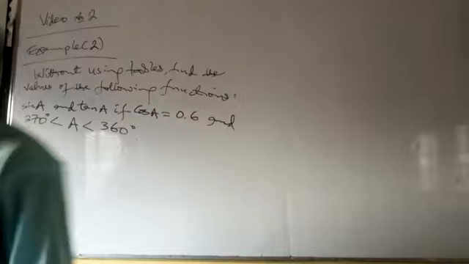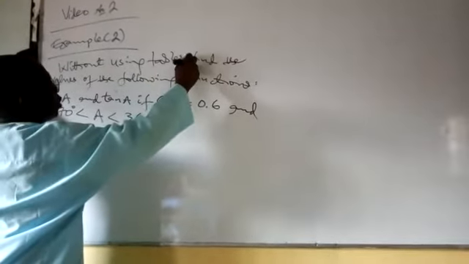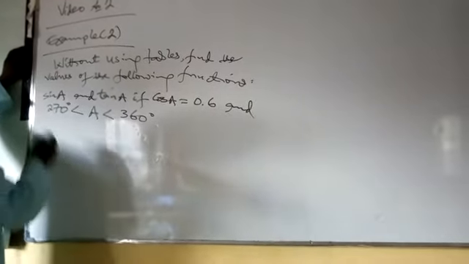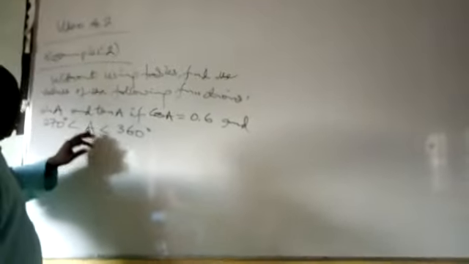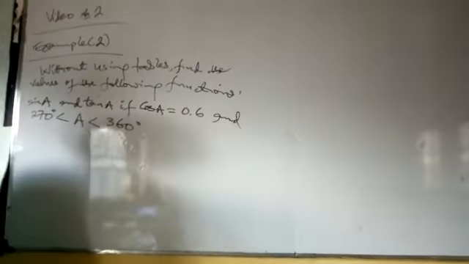So now I read this question for example 2. Without using table, find the values of the following functions: sine A and tan A, if cos A is equal to 0.6 and 270 degrees is less than A is less than 360 degrees. So now here, solution.